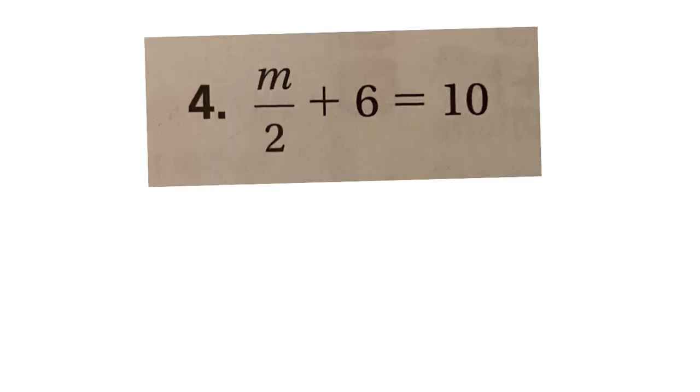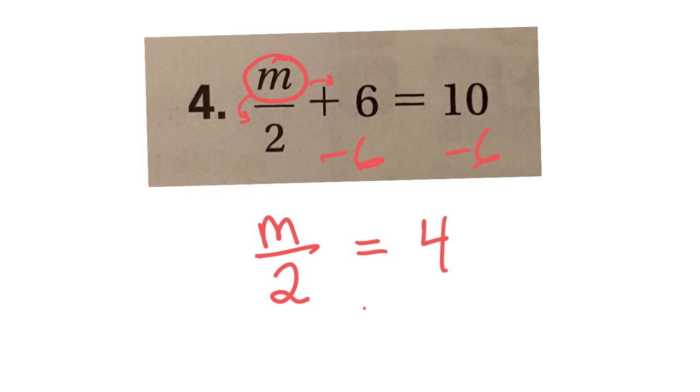Okay, this one, I'm going to think about a little differently. Pretty similar. I'm going to circle just the variable. Now, what's happening to just the variable? Two things. That's why this is called a two-step. One is it's being divided by 2, and another is that it's being added by 6. So let's get rid of that 6 first. So minus 6, minus 6. So m over 2, we didn't do anything with that 2, equals 10 minus 6 is 4.